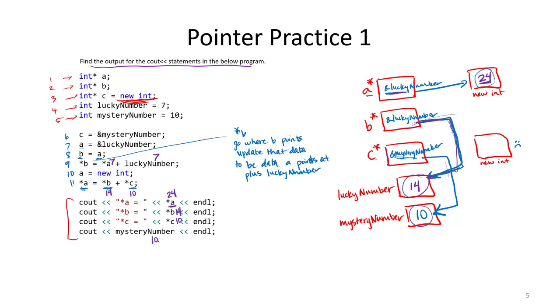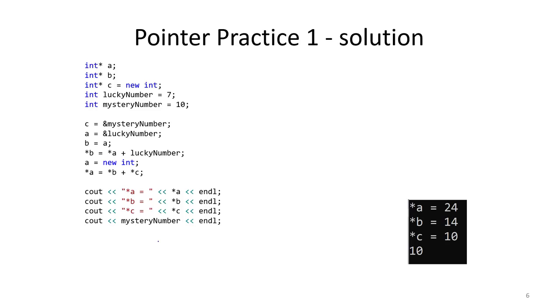Notice how drawing the pictures really helped us keep track of what was happening, especially when we were changing the data stored in our variables and when we were changing the locations we were pointing at. And you can see if we were to run this code, we do indeed get 24, 14, 10, and 10 as the output.